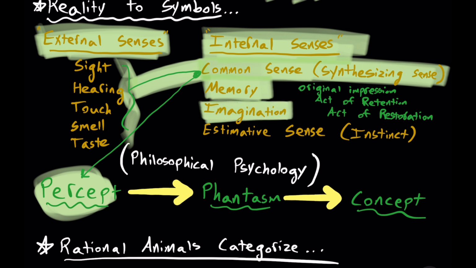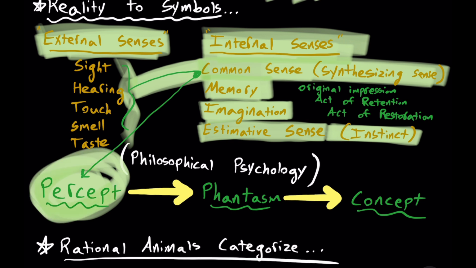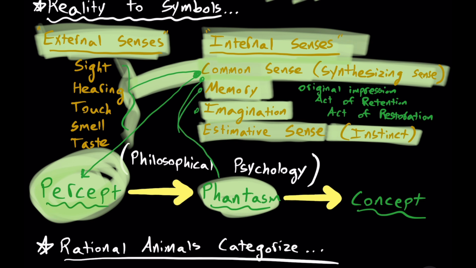Imagination is the power to make an image. It can bring together from the memory different percepts to form new images. Additionally, it can bring forth things from the sense memory. And the estimative sense is really an instinct. It's our instinctive response to stimuli. But what's important here is that from the percept, with the common sense, memory, and imagination, a phantasm is formed. So from the common sense, the memory, the imagination, we get a phantasm. It's something we can picture in our mind's eye without the actual object present in front of us.